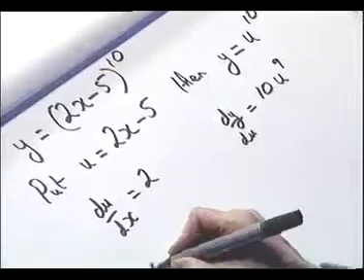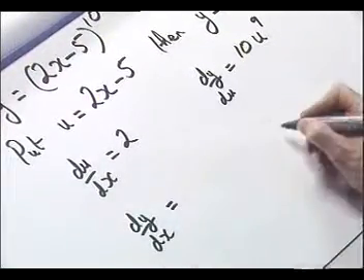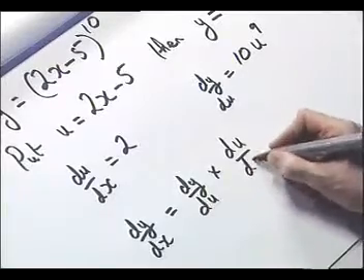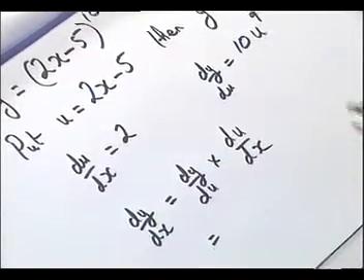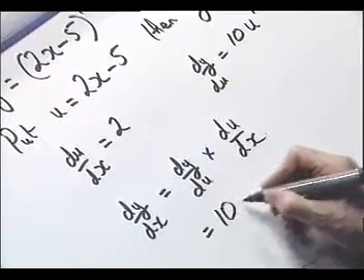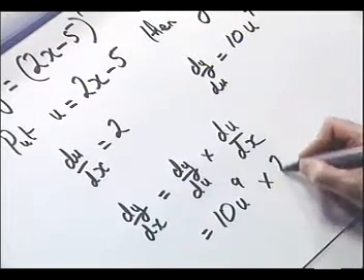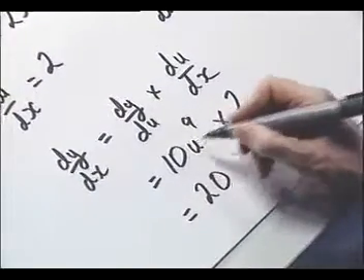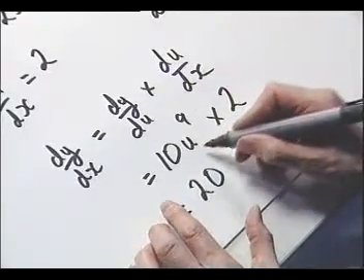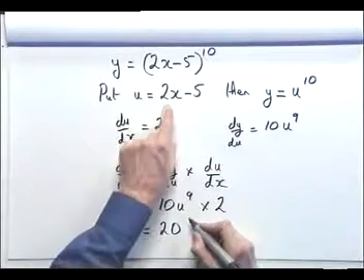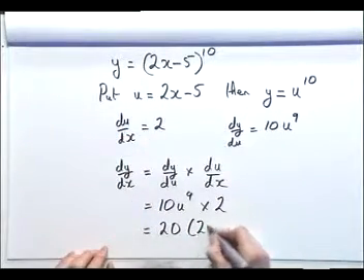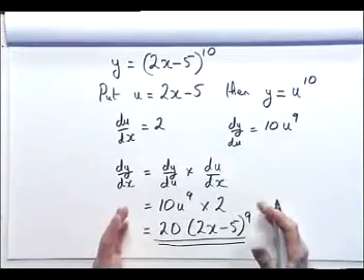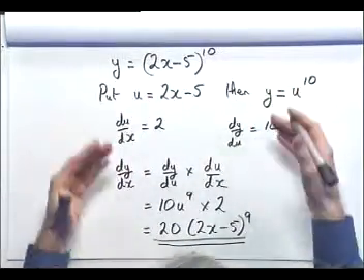And now we can put this together using the chain rule, so dy by dx is equal to dy by du times du by dx. Substituting our little bits, here's dy by du, 10u to the 9th, times 2, du by dx. 2 times 10 is 20, and I want u to the power 9. And I need to get this all in terms of x, so I need to replace the u here by the 2x minus 5. So that's 2x minus 5, all to the power 9. And that's a compact expression for the derivative. Think what it would have been like if I'd had to expand the brackets and differentiate each term.